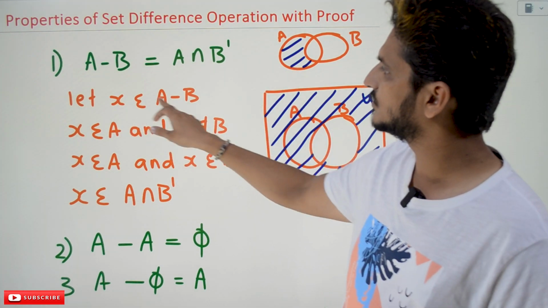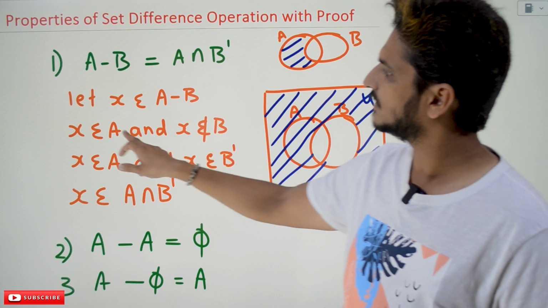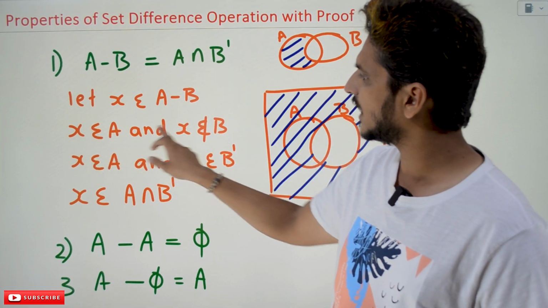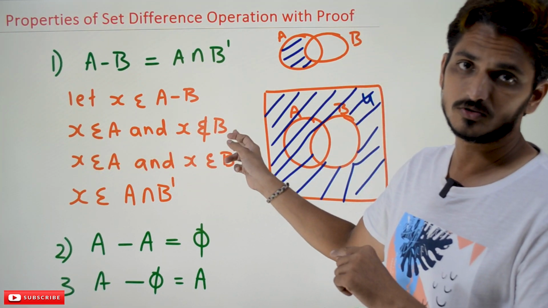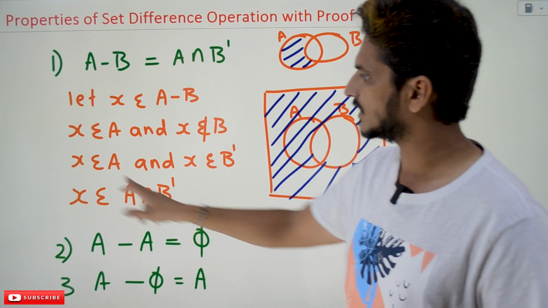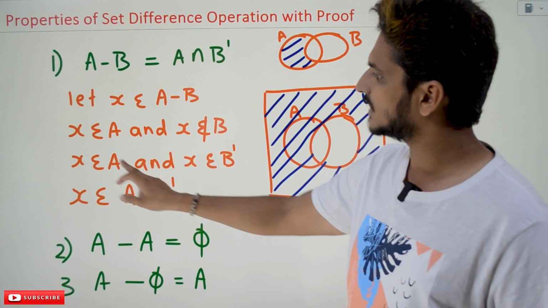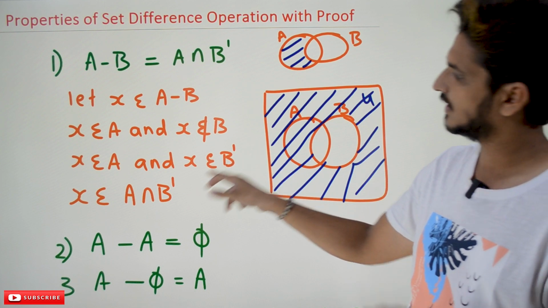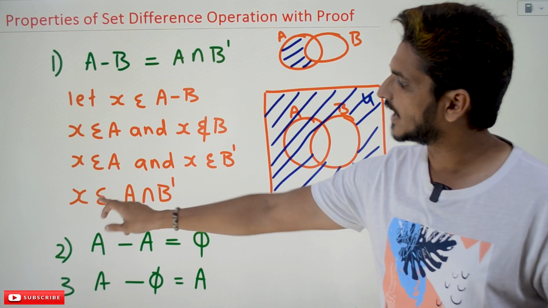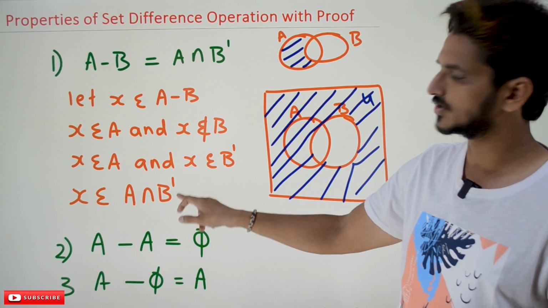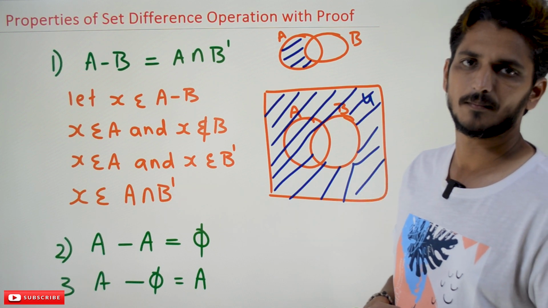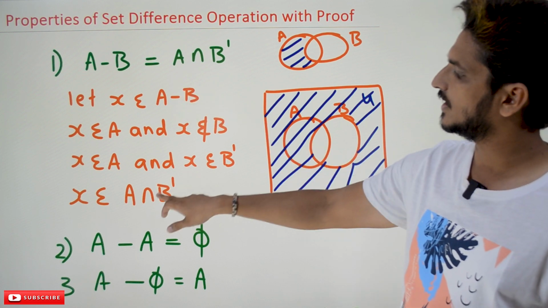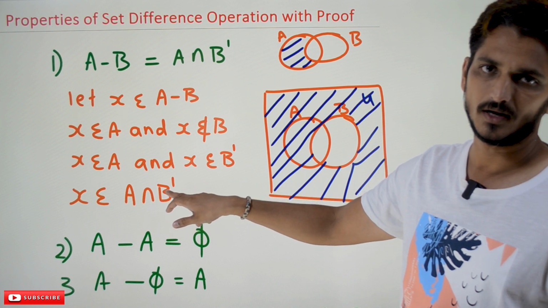Let's take x belongs to A minus B. Then we can write it as x belongs to A and x does not belong to B. That is what B complement means. This can be written as x belongs to A and x belongs to B complement. So now we can write this as x belongs to A intersection B complement. So A minus B is A intersection B complement.